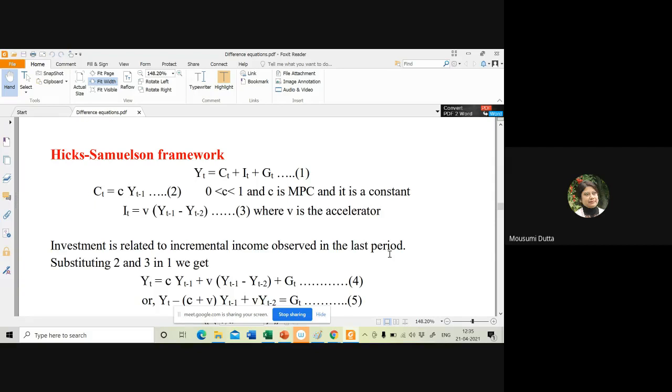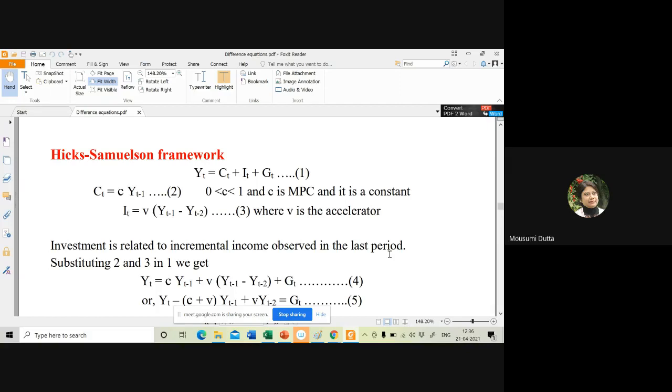Whereas in Samuelson's framework, Samuelson considered G, government expenditure, as exogenously given, and therefore he used G naught. In the Hicks-Samuelson framework, we are considering government expenditure changing from time to time, so we are using the notation G_t. This is equation number 1.